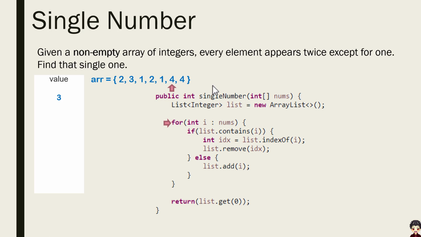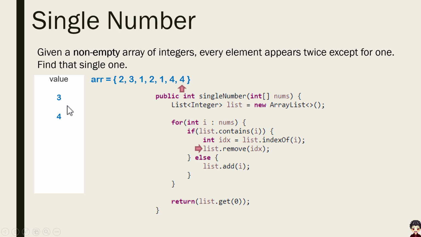So for 4, is it on the list? No, it's not yet there. So we go to else, and then we add it on the list. And for the final one, it's 4 again. So is it on the list? No. It's actually there. So yeah, we get the index of that and then remove it.